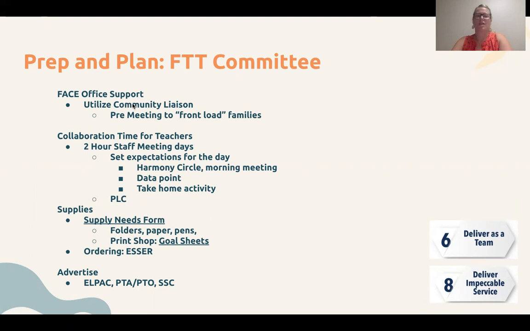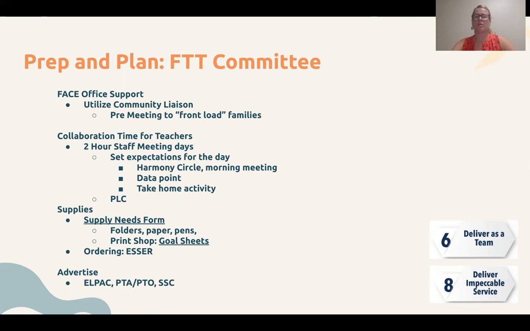Our community liaison did a front load Zoom. So they front loaded parents and families about what family teacher teams would be about and what they would be hearing and learning. We found that to be very beneficial to parents, especially who speak a second language at home. They were able to hear the information first in their home language, and then they were able to come to family teacher teams and really be able to sit and listen and understand the family teacher team's mission.